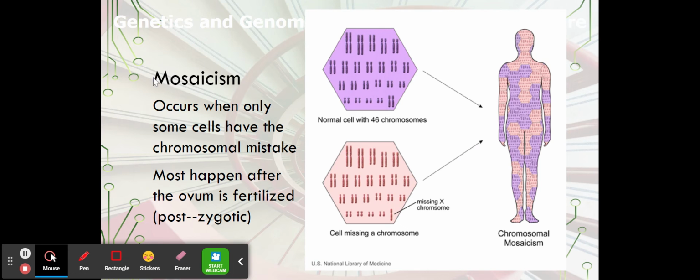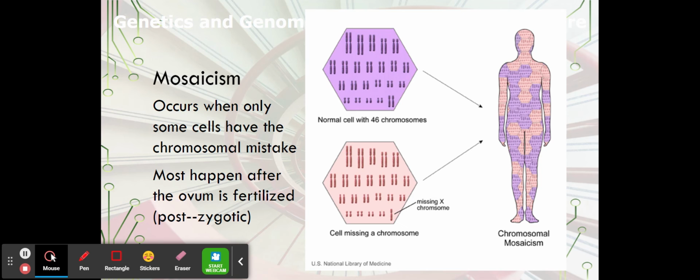Mosaicism, and this is our last slide, so congratulations, we got here. Mosaicism occurs when only some cells have that mistake. So here you see an individual. There's a normal cell, karyotype 46. I believe that's an XX. And then here, other cells are missing that second X chromosome. So we have 45X. So some cells code for Turner syndrome and some code for a normal phenotype.